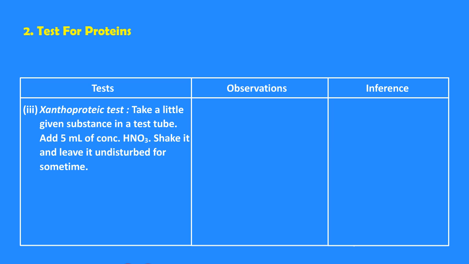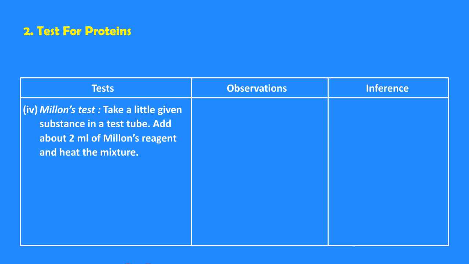Xanthoproteic test: take a little of the given substance in a test tube, add 5 ml of concentrated HNO3, shake it and leave it undisturbed for some time. Appearance of yellow or deep yellow color: protein present.